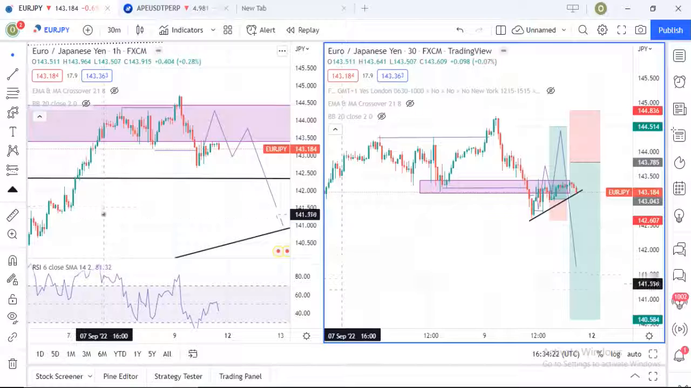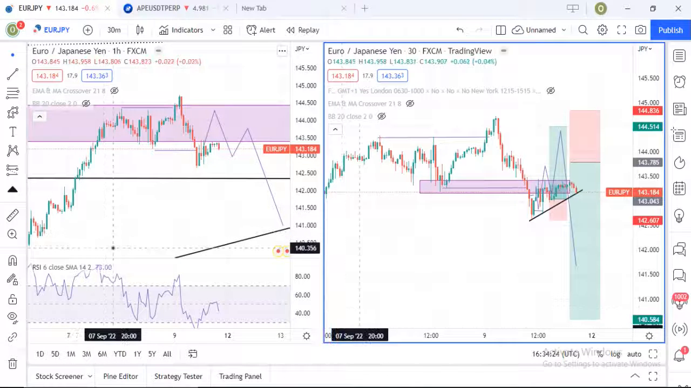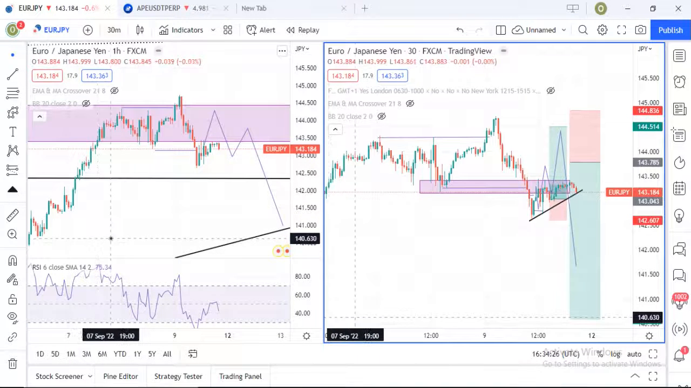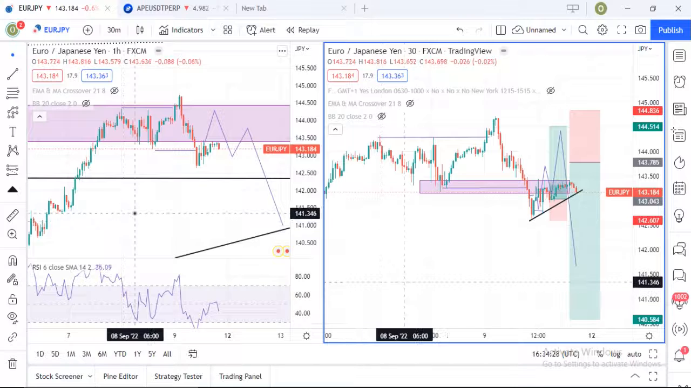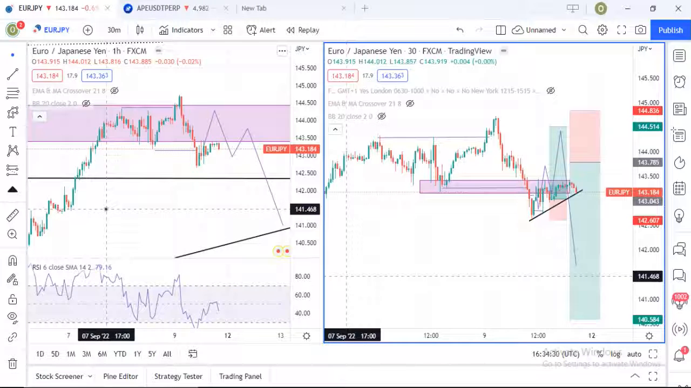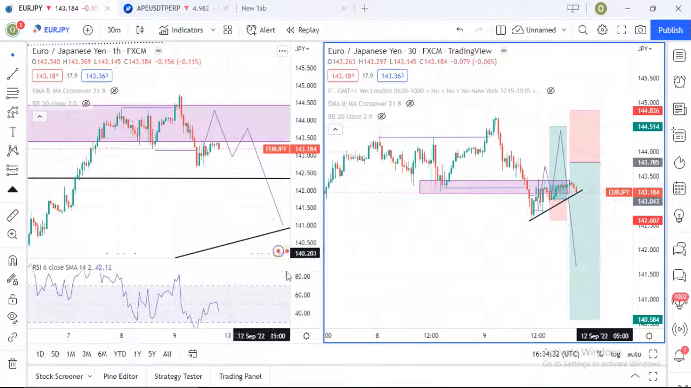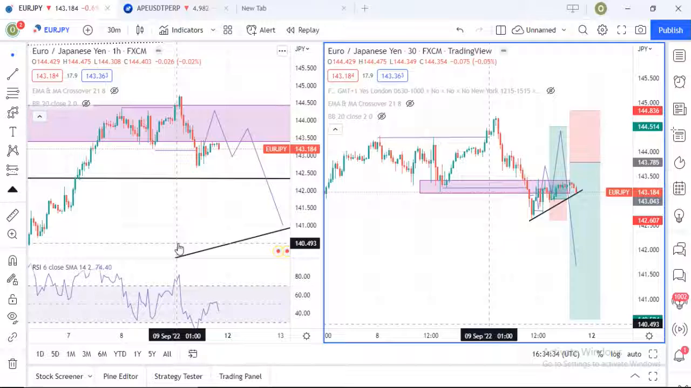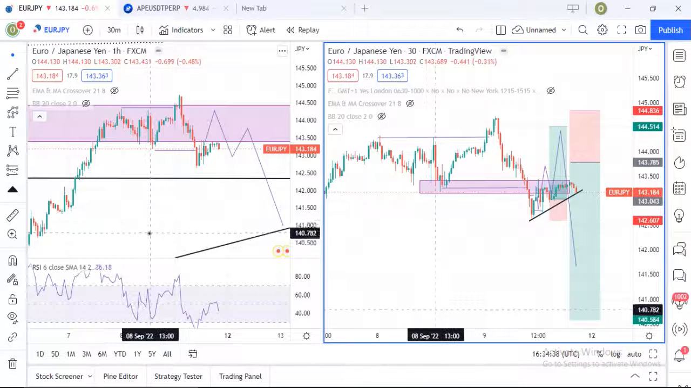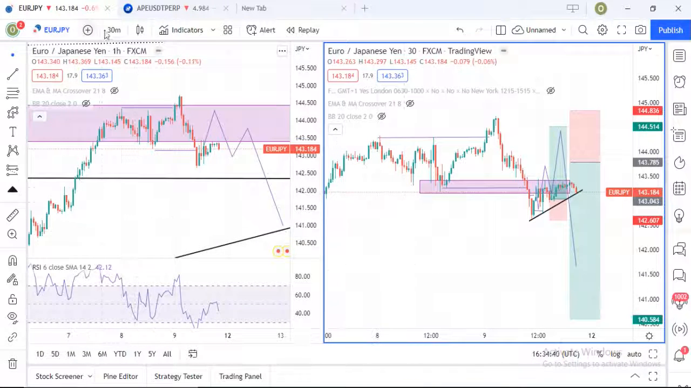Guys, I'll be analyzing 2 or 3 currency pairs. So I'm starting with Euro JPY, and today is the 10th of September 2022. So we'll be checking the market once again in a few days or 1 or 2 weeks to see the updates on this video. All right, so let's check for the trend.